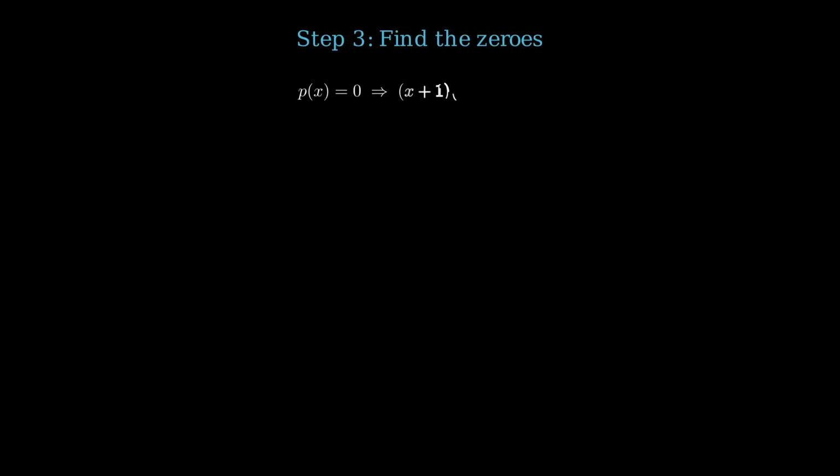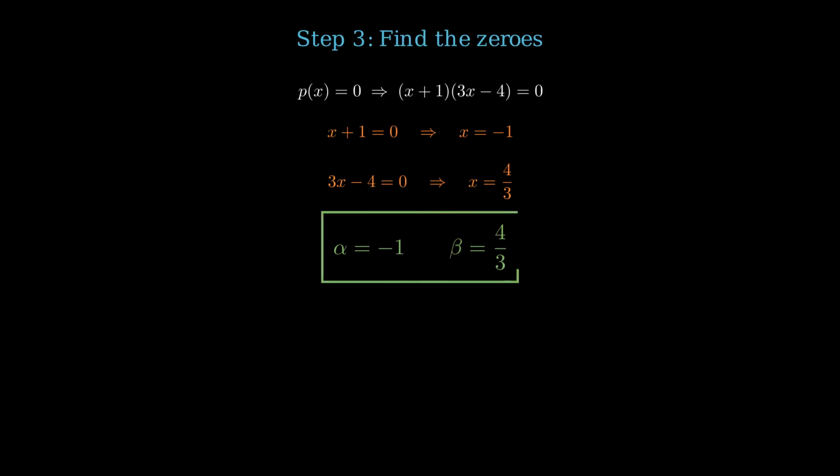Grouping, x times (3x minus 4) plus 1 times (3x minus 4). Factoring out the common bracket gives (x plus 1) times (3x minus 4). Step 3, Zeros. Setting each factor to 0, x plus 1 equals 0 gives alpha equals -1, and 3x minus 4 equals 0 gives beta equals 4/3.